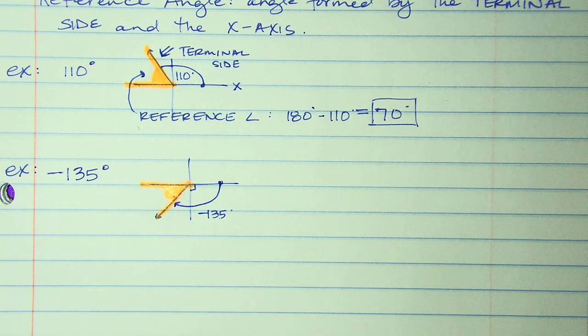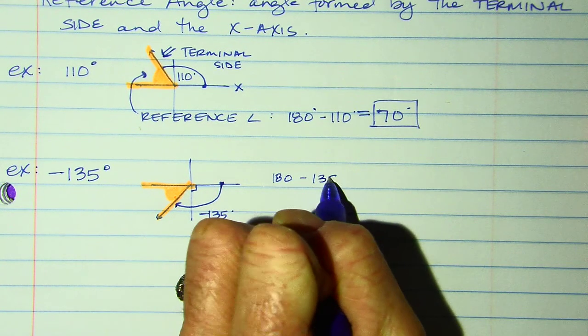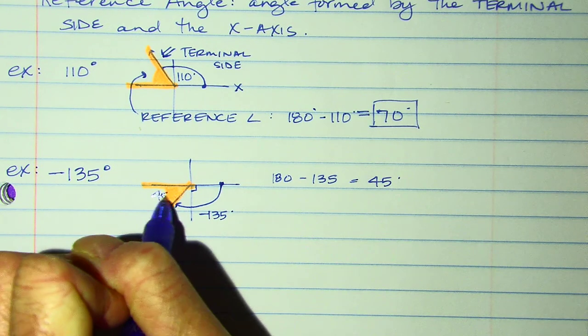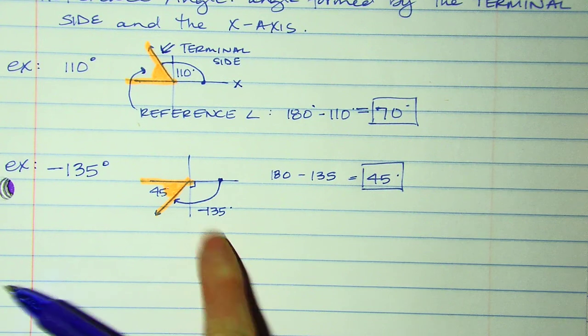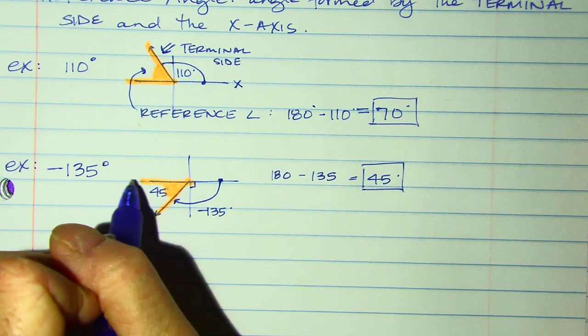Okay. Now you don't have to account for the fact that it is negative. We're simply looking for the distance between the 135 and the 180. So I'm going to simply take 180 minus 135, and the distance right here is 45 degrees. Okay, so it's just the difference. Even though I know this is negative, we're just finding the difference between the terminal side and the x-axis.